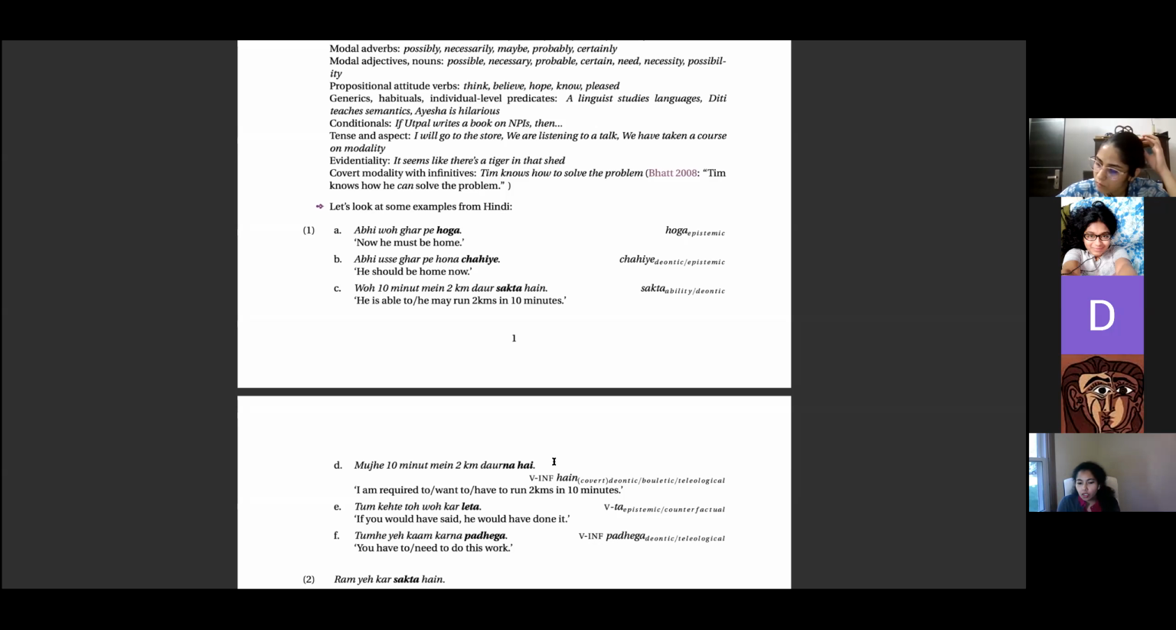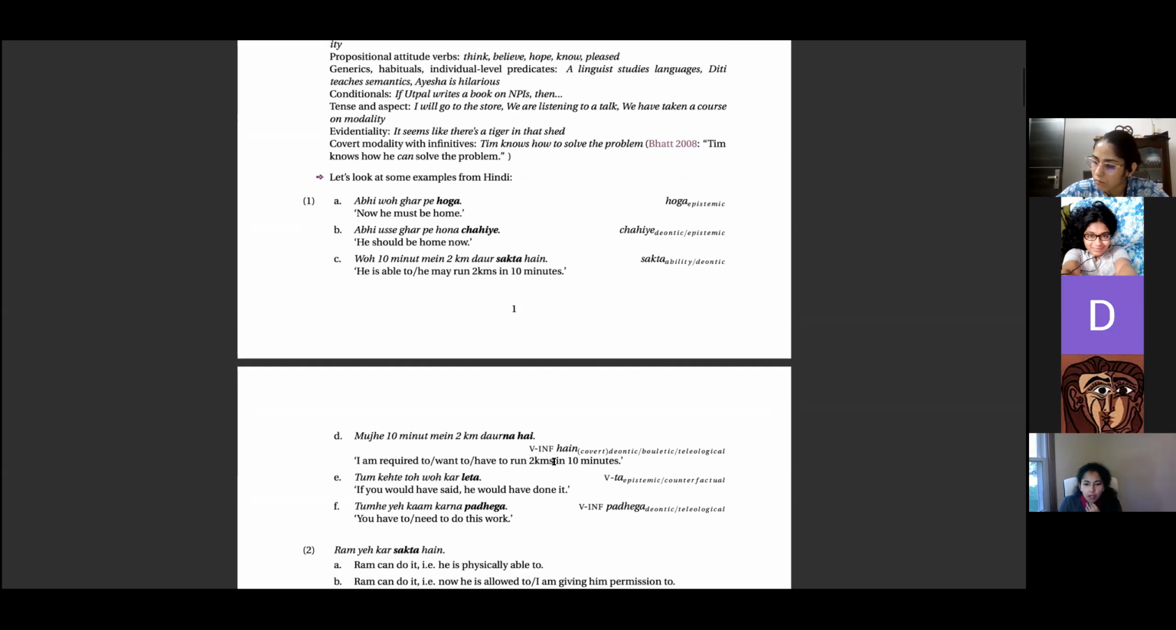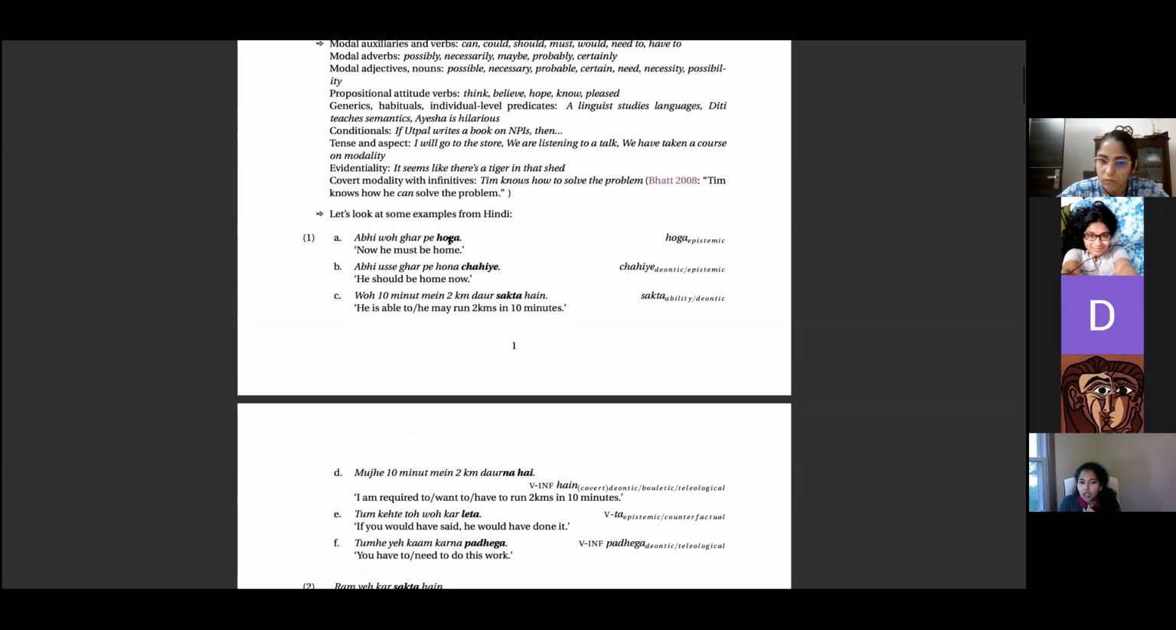And then you have your infinitive form of the verb and padega. So tumhe ye kaam karna padega, which again has 2 readings, deontic, teleological, where you have to do this work, like I require you to do this work, or based on your goals, you should do this, or you have to do this, right? If you have to graduate in time, you have to take this course, or something, ye karna padega, lena padega, etc. Okay, so already we are seeing a lot of ambiguity, right? We are seeing one modal expression able to have multiple interpretations.